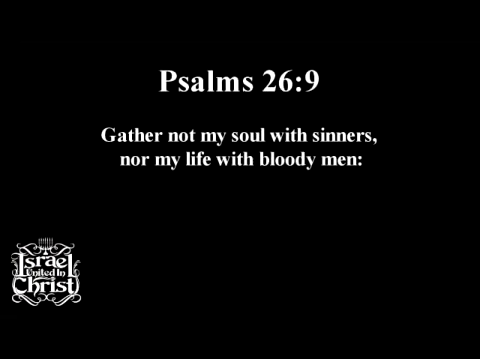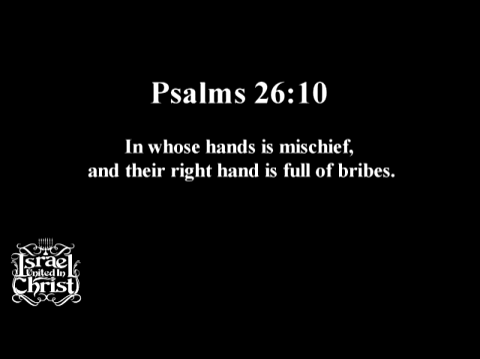Nor my life with bloody men, in whose hands is mischief, and their right hand is full of bribes. Their right hand is full of bribes, meaning deceit. Y'all understand that? Because in Esau's business world, remember we read in Ecclesiasticus, sin is not far from buying and selling. Why? Because they're doing backroom deals. That's why it says in whose right hand is bribes. That's what's going on in the government. No matter how high or low you go, there's buying and selling, traffic and trade, bribes, wickedness, okay?